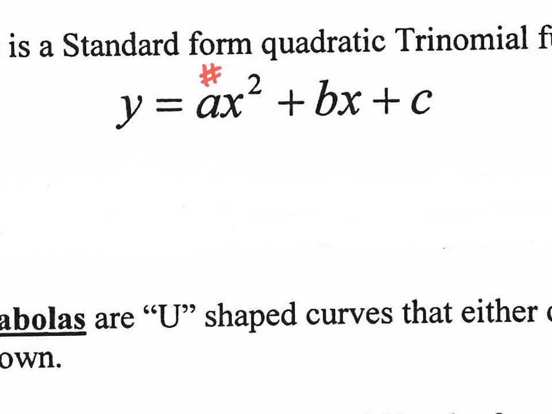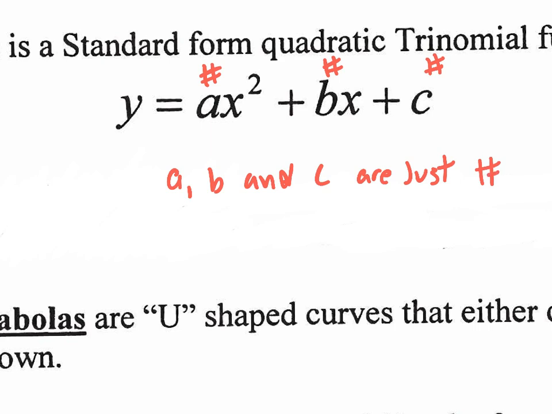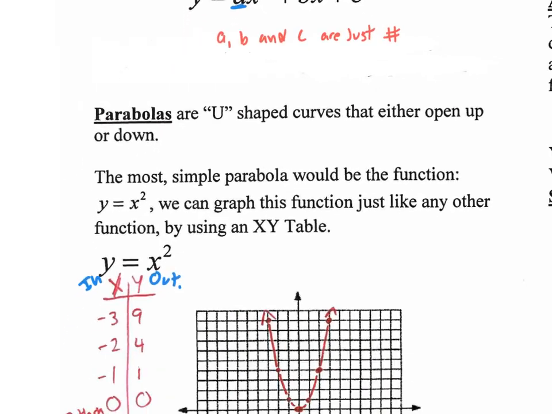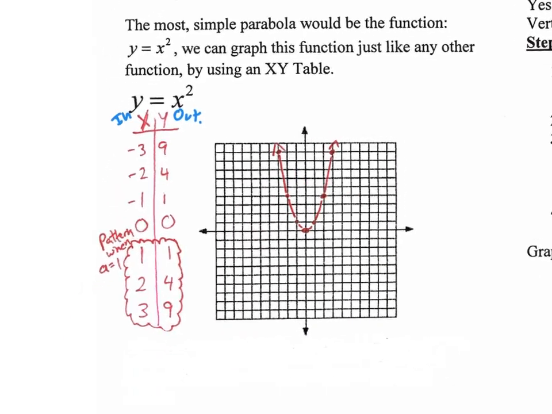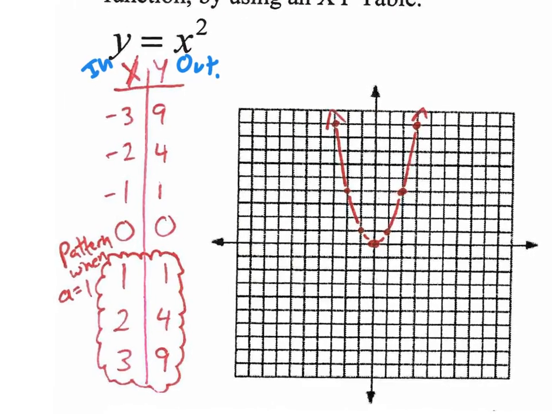Just remember this, guys. A, B, and C are just numbers, okay? Now, it is true that we've dealt with the A value before. The A value is very important. It tells us if it opens up, if it opens down, if it's wide, if it's narrow, or if you want to use the correct vocab in math, if it's vertically stretched or compressed, right? But anyway, the A, B, and C are just numbers. We already know parabolas are just U-shaped curves, and we've already dealt with this parent graph parabola.